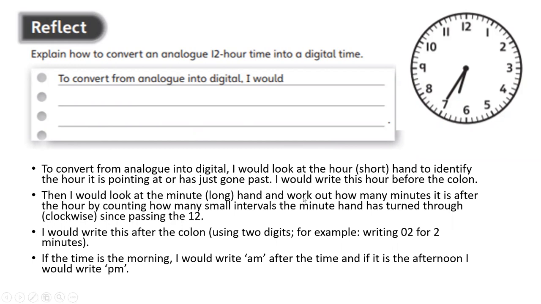Then I'd look at the minute, and I'd work out how many minutes is after the hour. So this time I look at how many minutes have passed, and it's 7 lots of 5. So it's 35 minutes. And I would write those after the colon. So I'd write 06 and then the 35 after that. And then if the time was in the morning, I'd write AM. And if the time was in the afternoon, I would write PM. So that's a nice quick explanation of what we have been doing in our lesson.